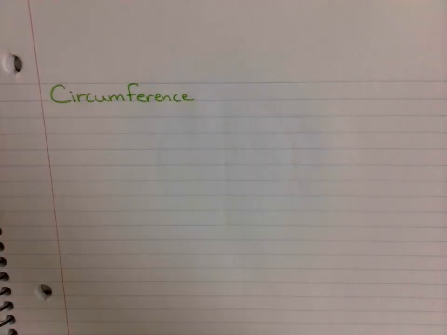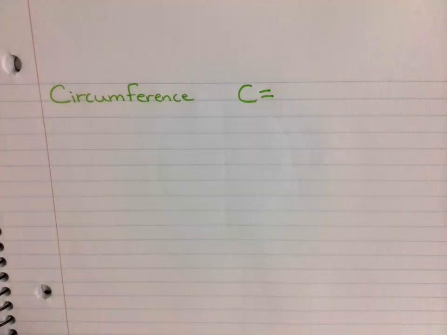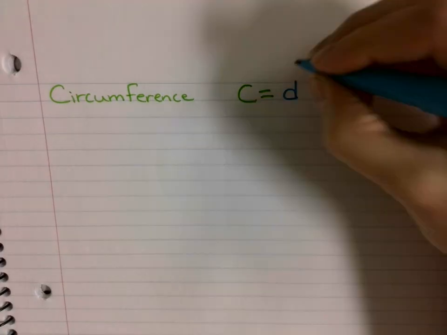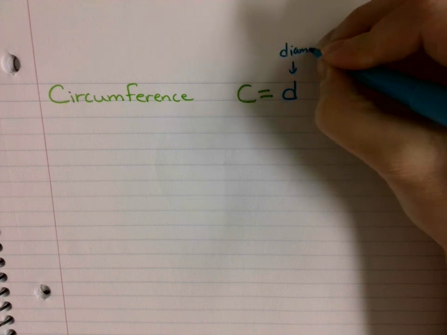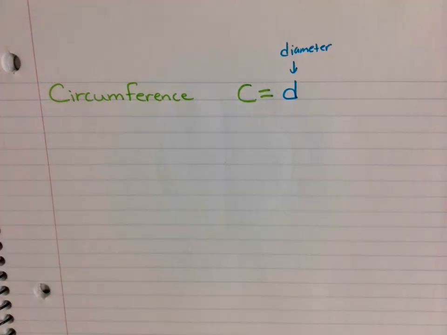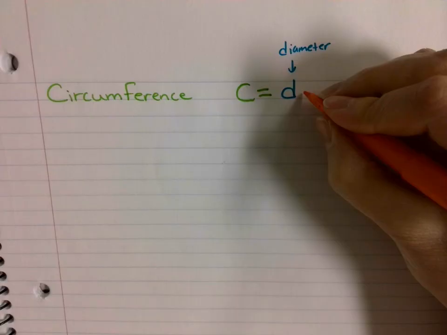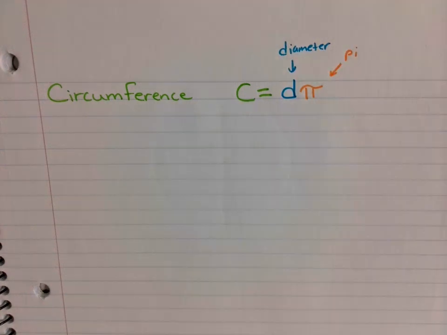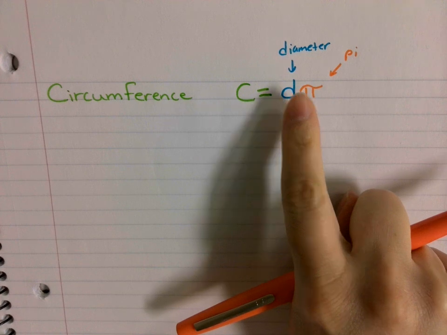So for our circumference formula, there we go. For our circumference formula, we're going to say that C is equal to the diameter's measurement, D. Remember, D represents diameter. And we're going to multiply that by pi. Remember, this is our value of pi. So whatever you know your diameter measurement to be, you're going to multiply it by pi, which is 3.14.